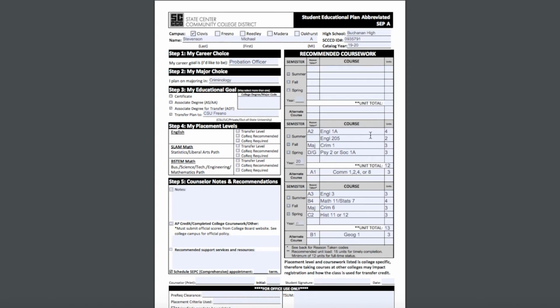And then after that, we have Criminology 1, and then the choice of either taking Psychology 2 or Sociology 1A. And on the right side, we have again the units, and so for English 1A and English 205, they make up together 6 units total.